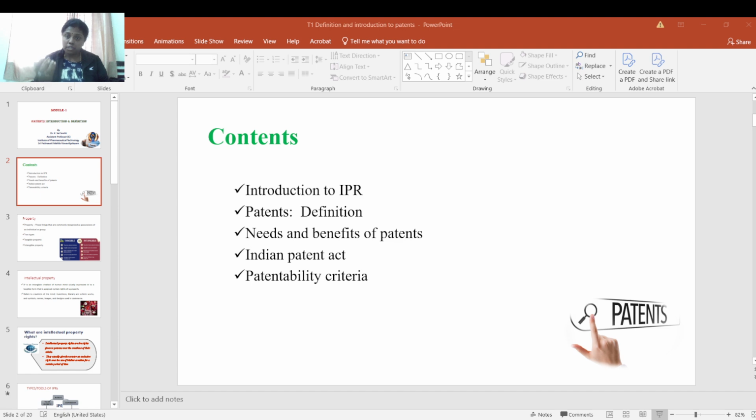If it is a new form of a substance with improved therapeutic efficacy, then we can go. But here what is the case? It is a different new form of a known substance, but there is no improved therapeutic efficacy, then it cannot be patented as per section 3d.